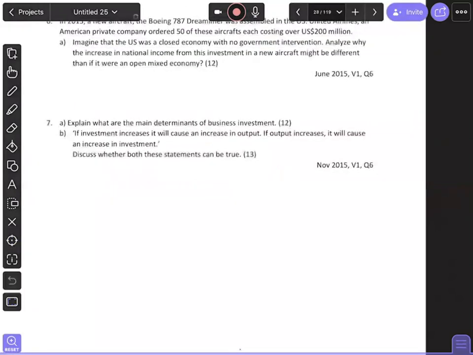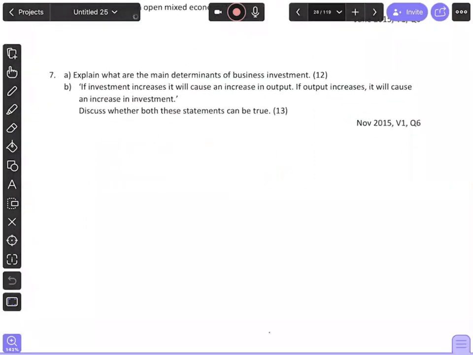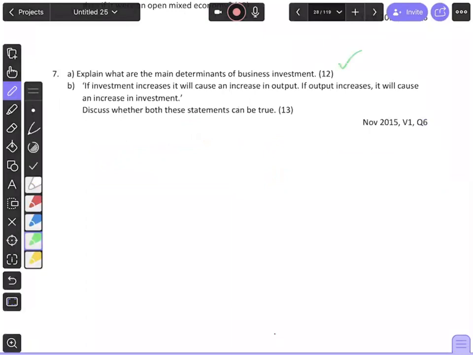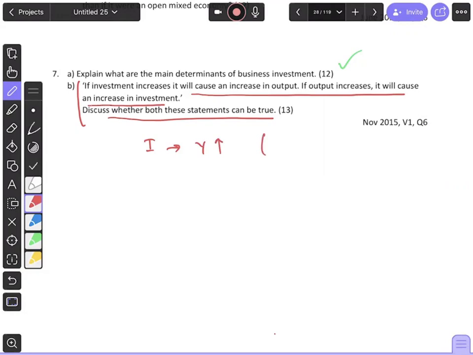But let's look at one more question here, which has to do with what we just discussed. So this part is easy. What are the determinants of investment, which we have been doing so far? But what about this one? If investment increases, it will cause an increase in output. If output increases, it will cause an increase in investment. Discuss whether both these statements can be true. So in this kind of question, they are asking us that I goes up, Y goes up. And we know this because this is what we call the multiplier effect. Remember? We just talked about the multiplier effect.